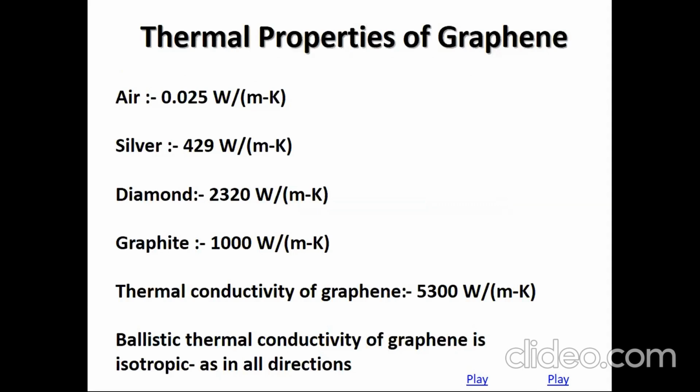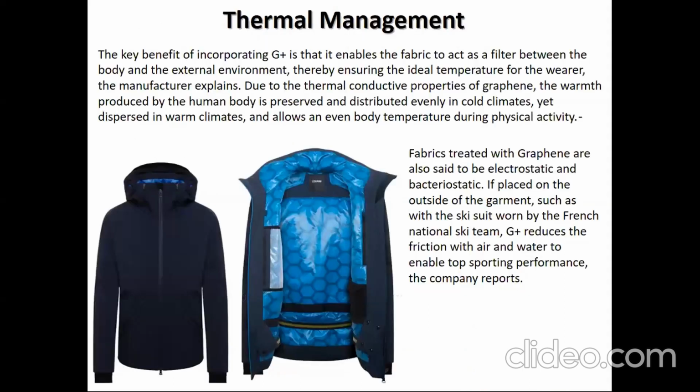So this is one of the products which is based on graphene material. Basically, it is a jacket used in cold countries. The idea is that the distribution of heat will be uniform if you wear this jacket. Suppose you wear this jacket, you will be more comfortable.